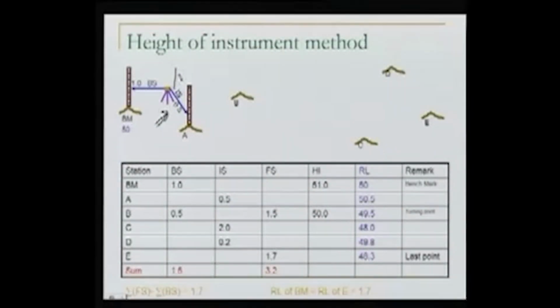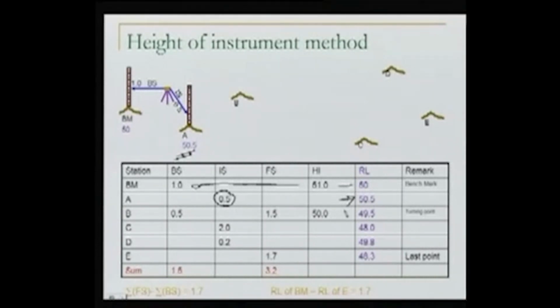So this intermediate sight is 0.5, and now you can calculate very well the RL of point A, because we know the height of the instrument, which is 51. From this 51, I will subtract 0.5, which I am reading there. That will give me the RL of A. So the RL of A will be 51 minus 0.5, so 50.5. This is what we write here in our table. We write this observation, and all these records here are already filled.